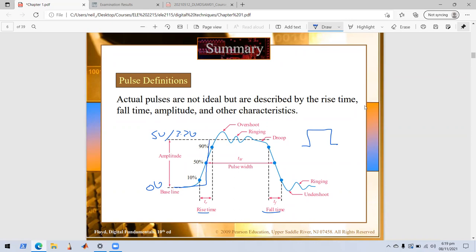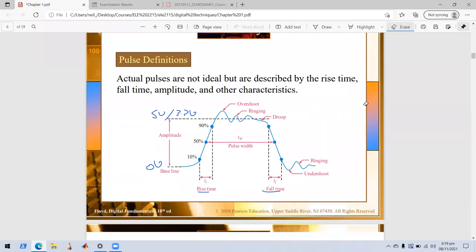So this here is what we think it looks like on the ideal level. But what's actually happening is a little bit of noise here and there, a little bit of transients. Sometimes we might get overshoot, it being a little bit higher than 5 volts. It might be some ringing, some oscillating up and down, some droop being under 5 volts, and again, some undershoot and some ringing. And also the time it takes to ramp down and ramp up. So our pulses aren't ideal. But for most of this course, we'll be treating them as ideal.